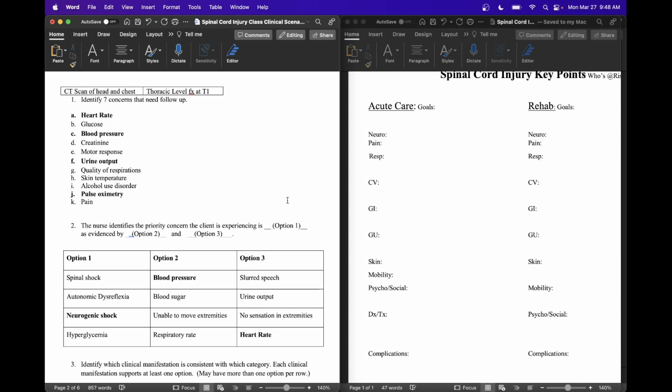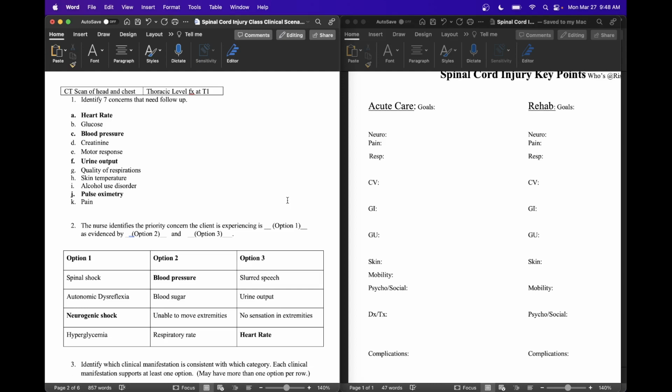What do we want to assess next? Check his blood sugar. Check his blood sugar and what else? And his blood pressure. Okay. He could get, are you going to shock? Between the blood pressure and the warm, dry skin.